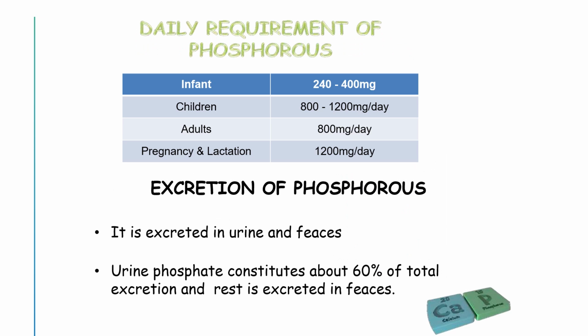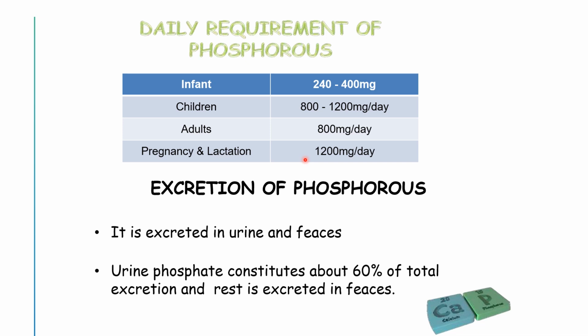And the daily requirement of phosphorus varies in adults and children. In children it is high, 800 to 1200 milligrams per day, and in infants it is very low, 240 to 400 milligrams. In adults it is 800 milligrams per day, and in pregnancy and lactation the value increases to 1200 milligrams per day.